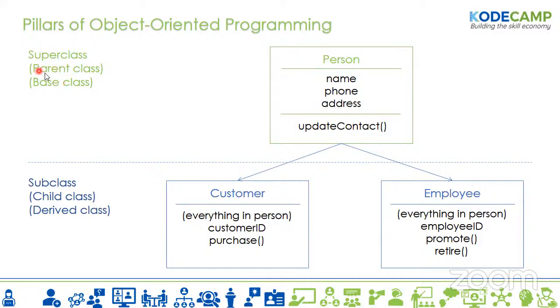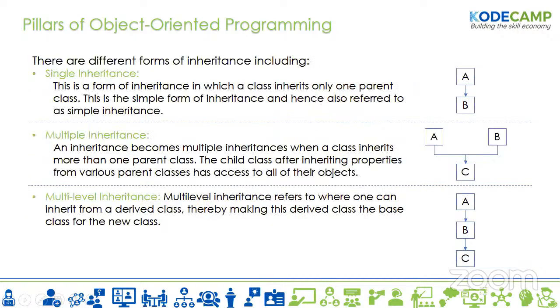You have the super class, also called the parent or the base class, and then you have the subclass, which is the child class or the derived class. So that's the whole concept of inheritance. You're inheriting methods, you're inheriting attributes from that class, and when you inherit it, you can then tag along new methods or attributes as you so desire.